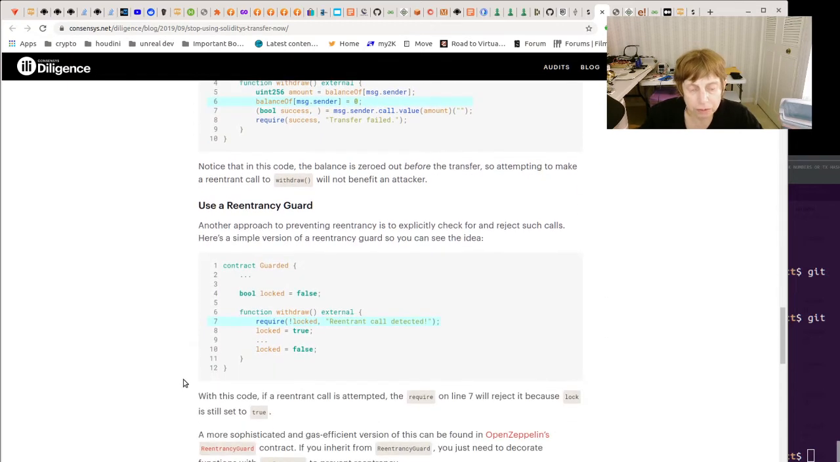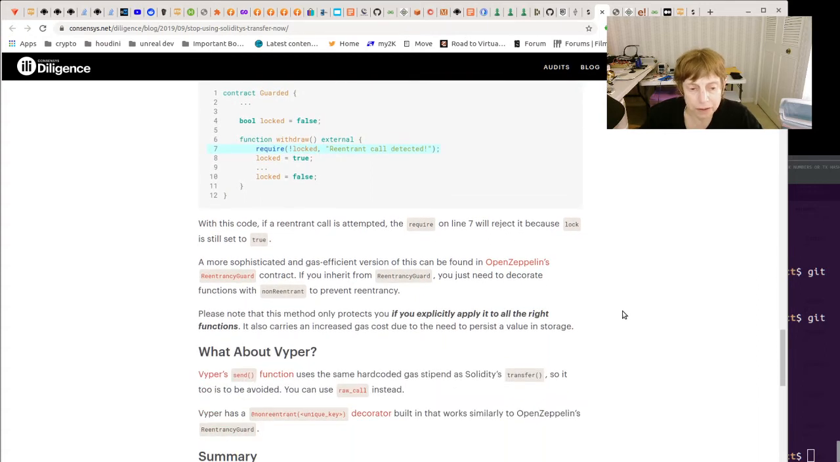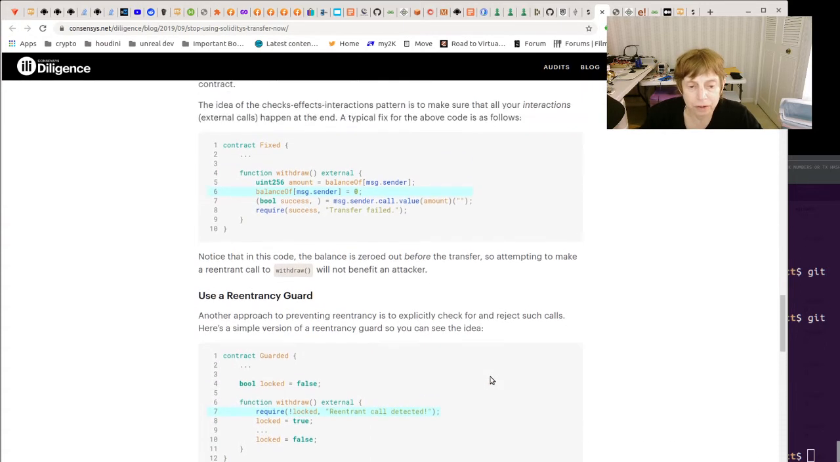There's also this other method that they talk about, which is essentially using a bool to lock the method when you go to make the withdrawal, and then you don't unlock it until it's done. And there are even more sophisticated methods that they discuss in this article.